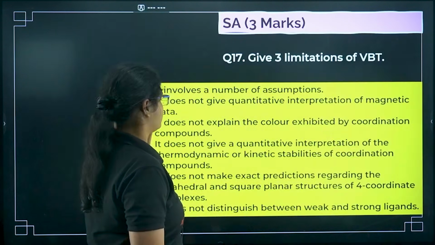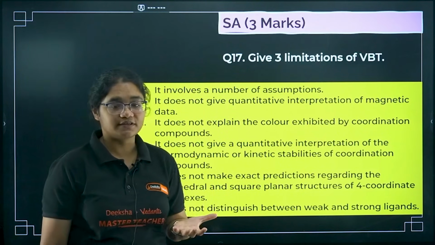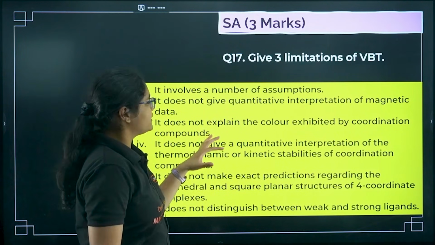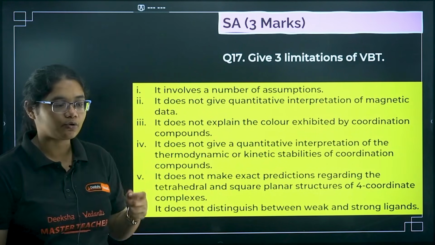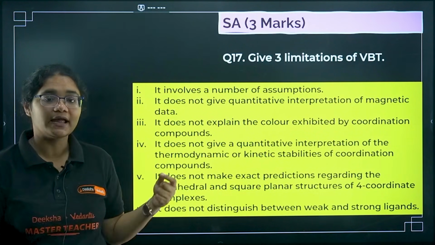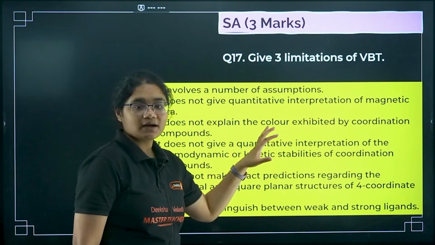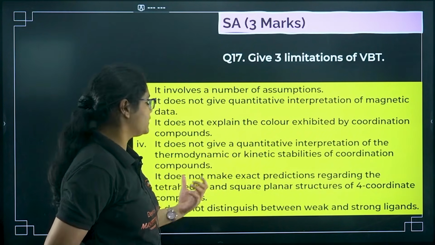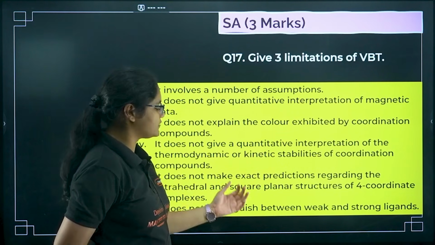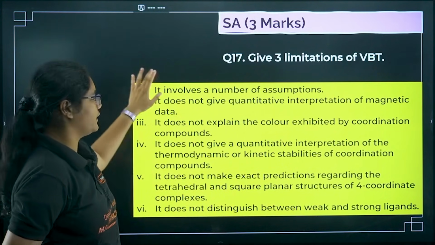Limitations of VBT. You have to remember certain limitations, like it involves a large number of assumptions, and it does not give any quantitative interpretation of the magnetic data. How do we get paramagnetic, diamagnetic? Through valence bond theory we cannot explain that. Next, it does not explain the color of the compounds. Then it also does not tell about the stability of the complex, and it does not distinguish between weak and strong field ligands. So any 3 points you can write down here.